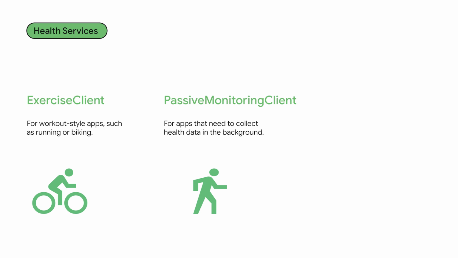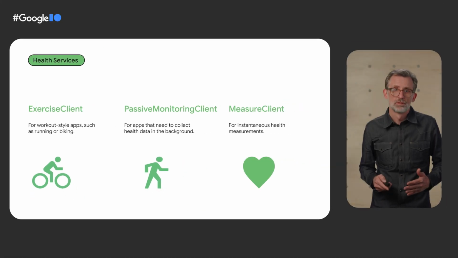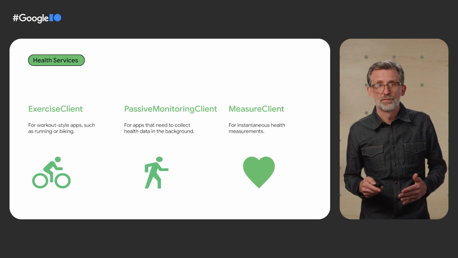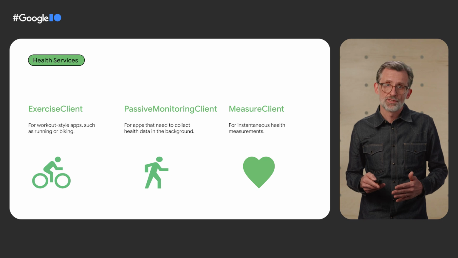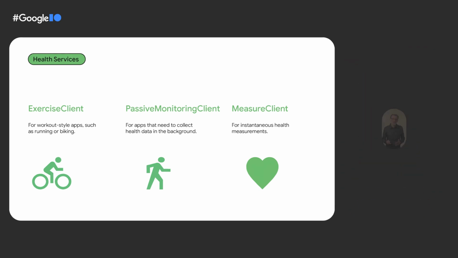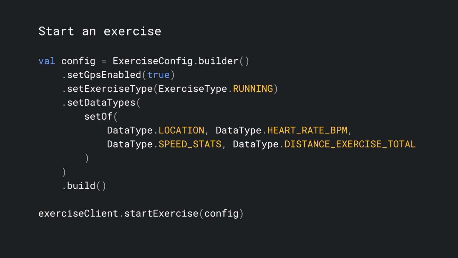The passive monitoring client provides a power-efficient means to collect the standard all-day metrics like step count and allows apps to be notified of key events such as when a user meets their daily goals. And finally, Measure Client provides a way to get high-fidelity, instantaneous measurements of metrics like heart rate when you need them. Let's take a quick look at just one of these clients, Exercise Client.